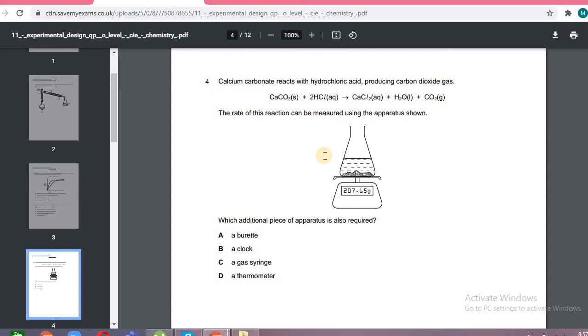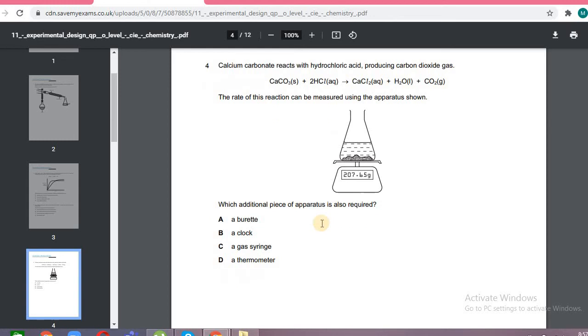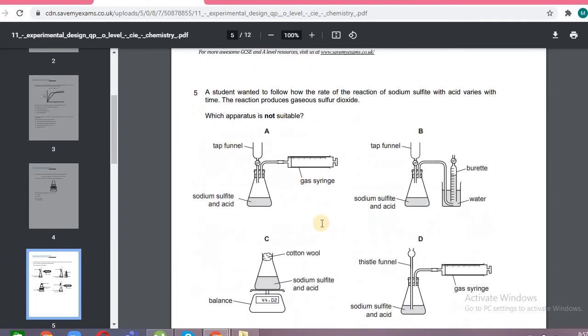Question number 4, they have given us a reaction of carbonate with the acid, and carbon dioxide and water are produced and a salt, which is calcium chloride. Which additional piece of apparatus can be used? In this apparatus, when the measuring balance is used, then the clock should be used along with this, which can measure the change in the mass when the reaction starts and ends. So the clock can be used as additional apparatus to find out the rate.